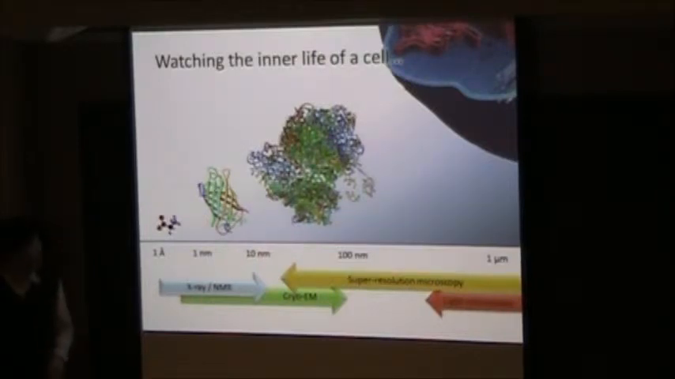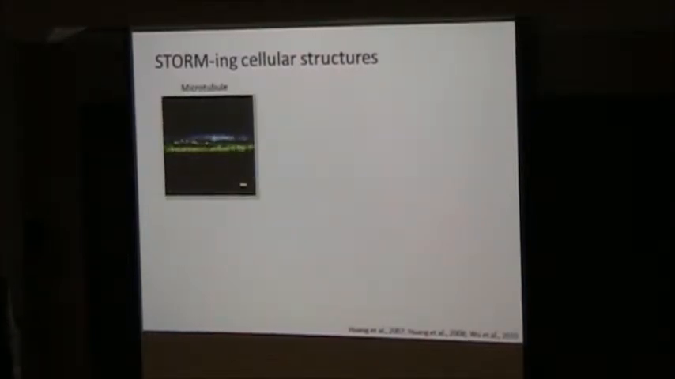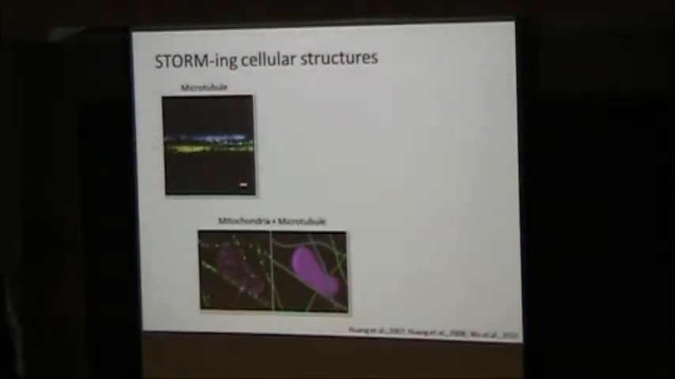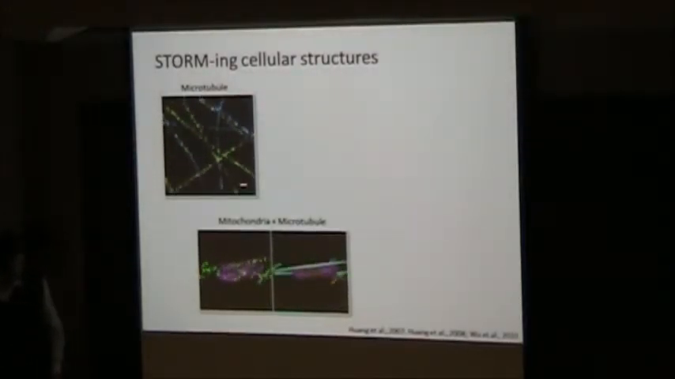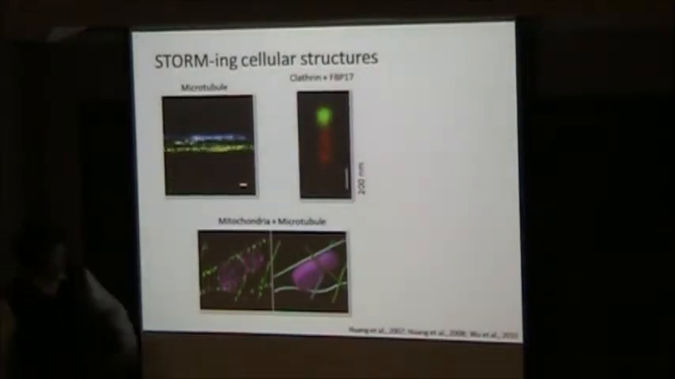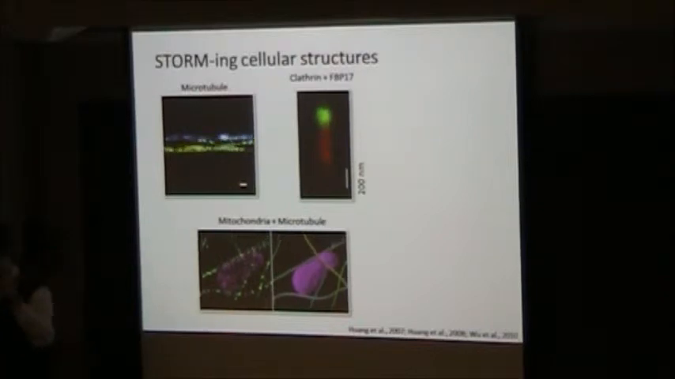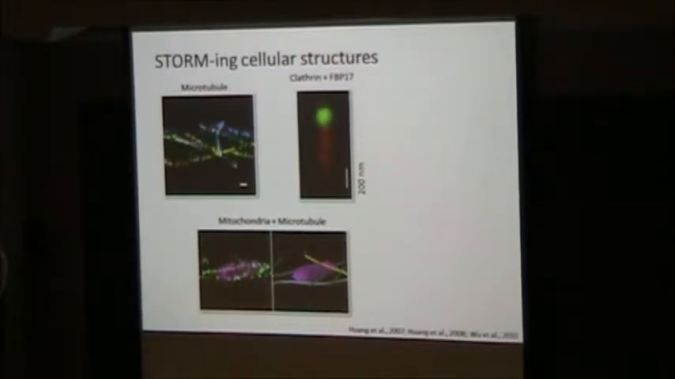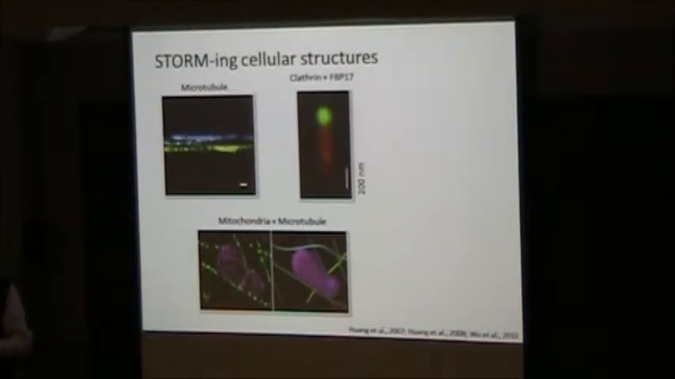We've used this method to image many different structures, like 3D imaging of microtubules. Now, microtubule images are too commonplace, so we're adding mitochondria in addition to microtubules to the two-color 3D imaging, and also clathrin-coated pits. This is our collaboration with the Calimini lab, showing the membrane tubule underneath the clathrin-coated pit being coated with a protein FP17.